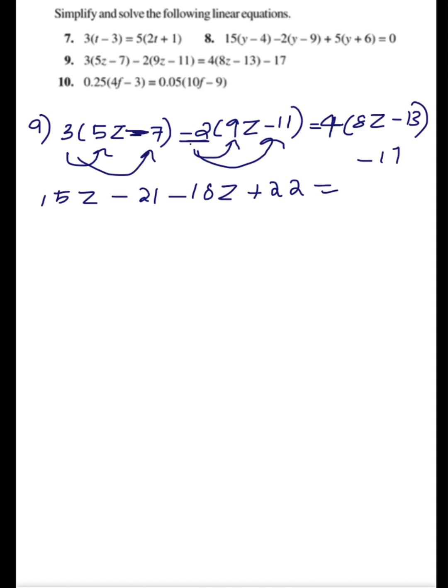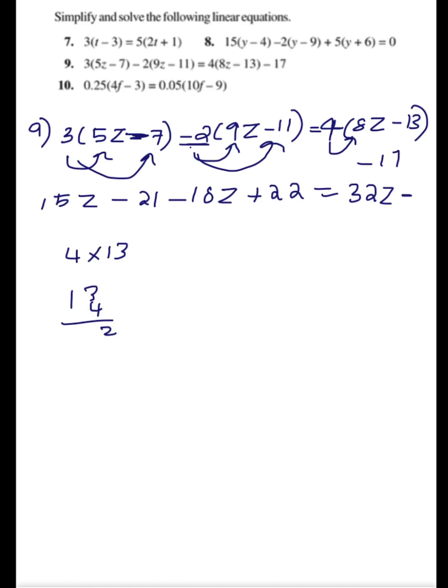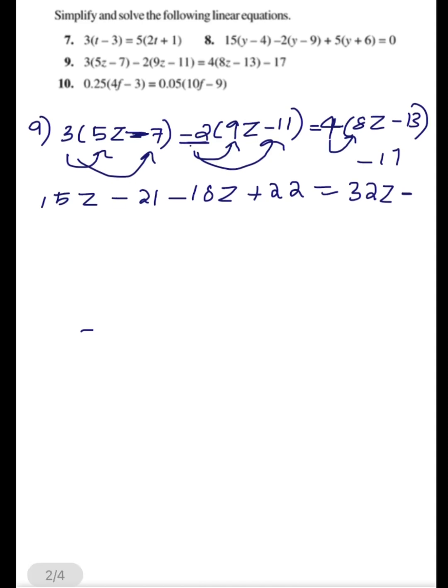Okay. Equals. What is 4 into 8z? 4 into 8z is 32z. Now minus this minus. 4 into 13. What is 4 into 13? 12 carry 1, 52. So 4 into 13 is 52. Then what is there? Minus 17. So 32z minus 52 minus 17.